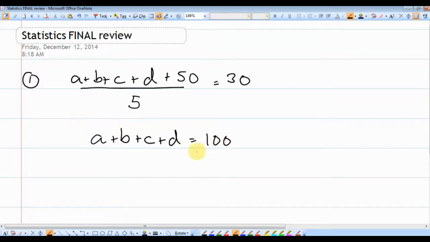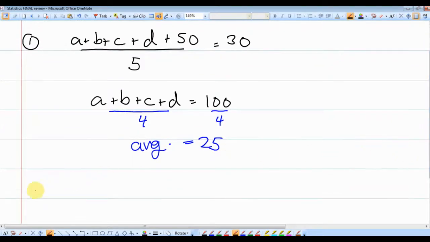Okay, if I take the average of these 4 people, I'm supposed to just divide everything by 4, giving me the average equals 25. Unless I divided wrong. Sorry, 5 times 30 minus 50. Okay. That's good. Number 2. I hope you get that question.